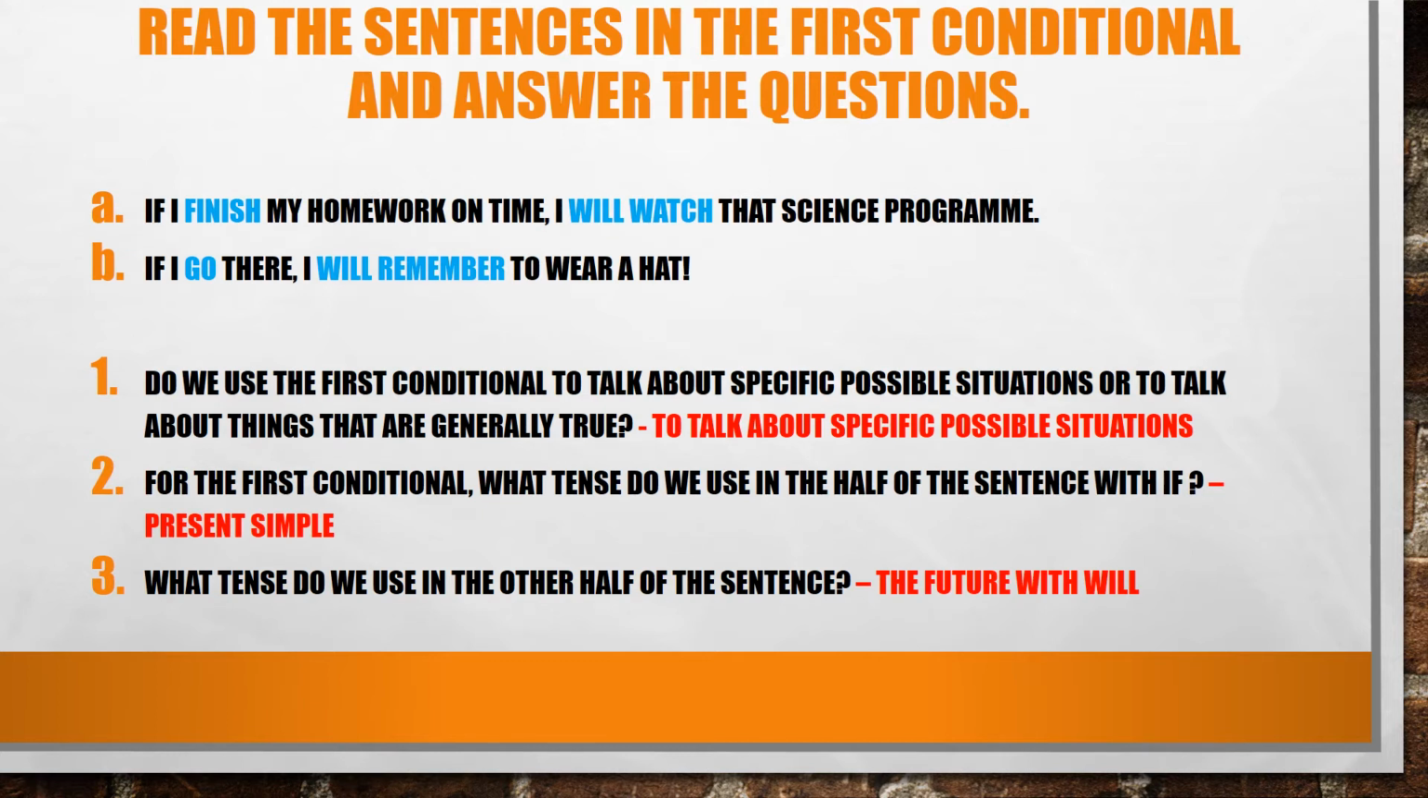Let's check your answers. Number 1. Do we use the first conditional to talk about specific possible situations or to talk about things that are generally true? To talk about specific possible situations. Number 2. For the first conditional, what tense do we use in the half of the sentence with if? Present simple. Number 3. What tense do we use in the other half of the sentence? The future with will.